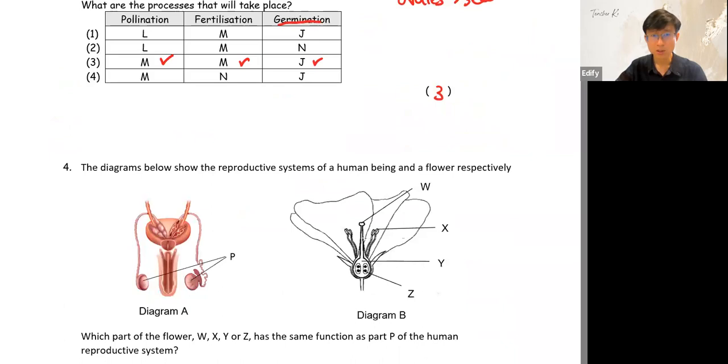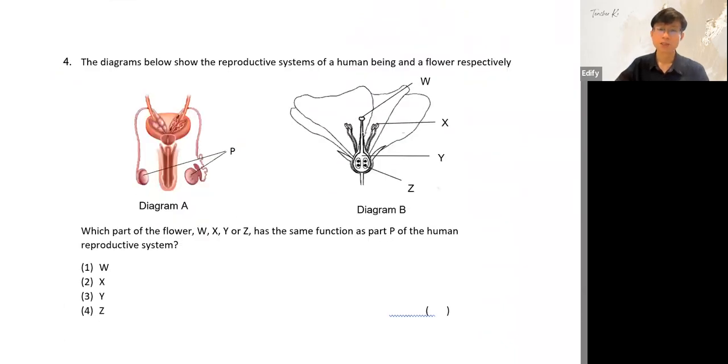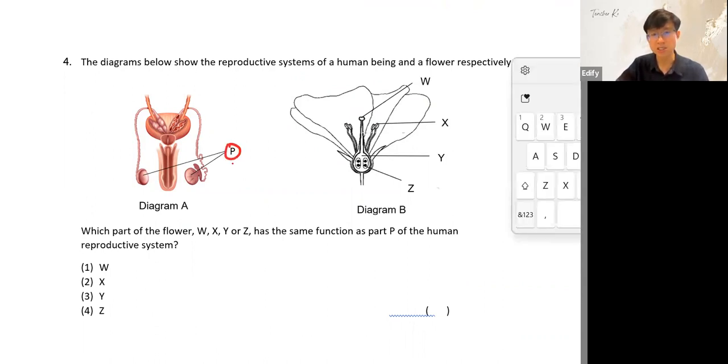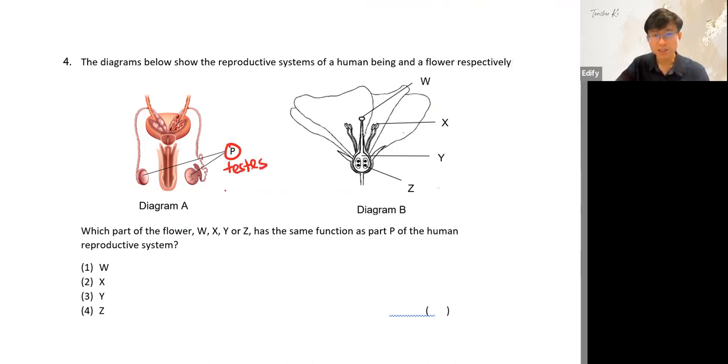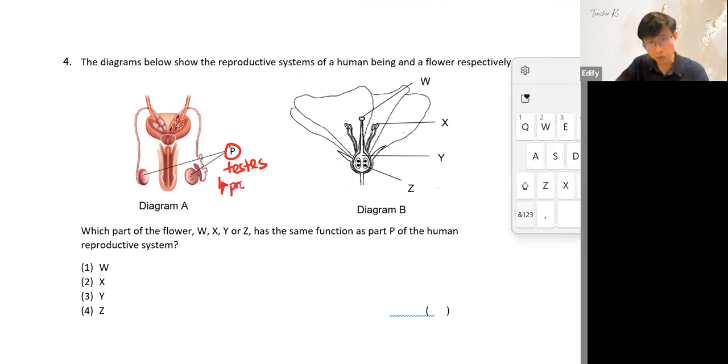Okay, question 4. The diagrams below show the reproductive systems of a human being and a flower respectively. Which part of the flower, W, X, Y, Z, has the same function as part P of the human reproductive system? So the part P here, it is clear that this is referring to the testis of the male reproductive system, and the purpose of the testis is to produce sperm cells, which is the male reproductive cell.